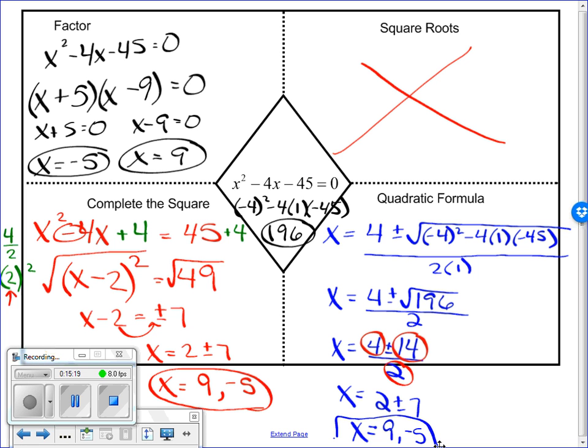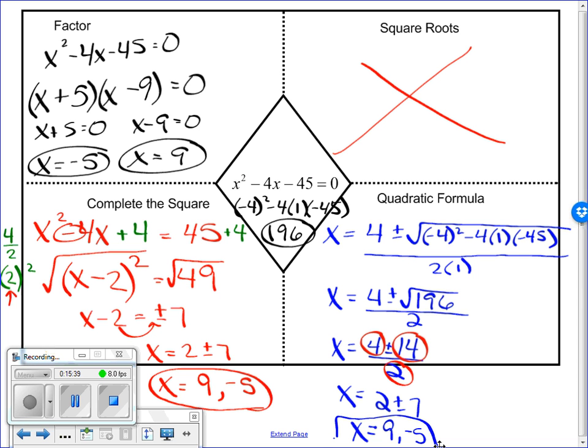So again, we just looked at 3 different methods. Which is your preferred choice? Factoring. Yeah, it'd be my choice too. All right, isn't that weird though? Like the first problem, your choice was square root method. Wasn't factoring in that one. But yeah, on this one definitely I would go with factoring.